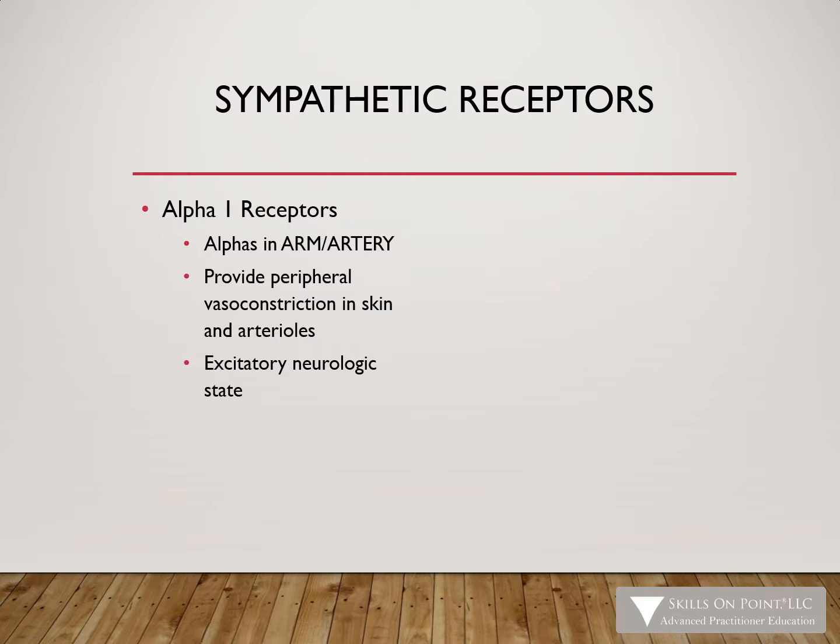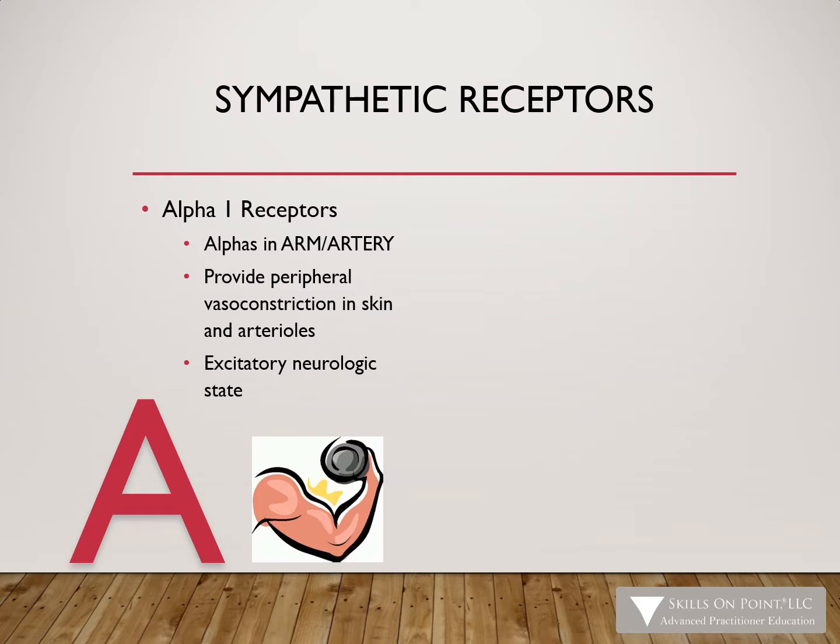Okay, so alpha 1, the way I think of this is alpha arm. If you see someone that's doing curls or going to the gym, getting gunned up, that's basically going to squeeze down. That's giving you that excitatory neurologic state where everything is tightened up.